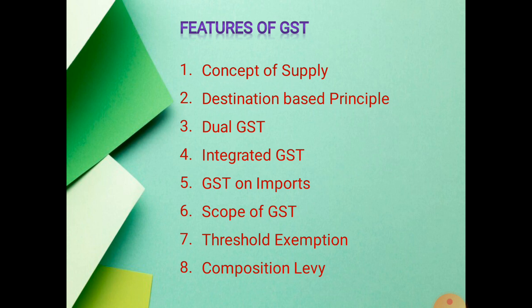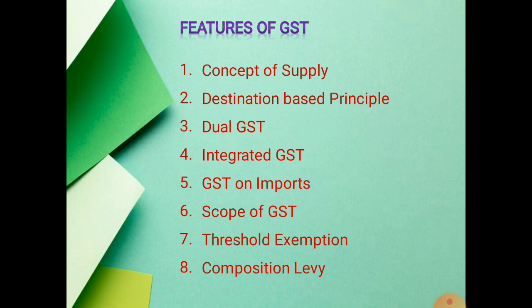Next, scope of GST. GST is applicable to all goods and services except alcohol for human consumption. GST on 5 specified petroleum products is applicable from a date to be recommended by GST Council. Tobacco and tobacco products are subject to GST in addition to central excise duty.